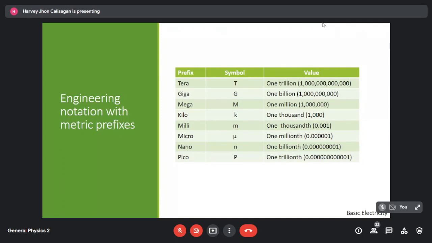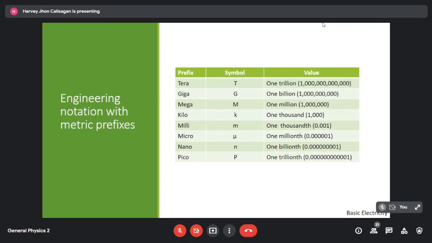If giga, we have 9 zeros. If mega, 6 zeros. If kilo, 3 zeros. Milli has 3 decimal places after the point, so we have 1,000. It becomes easier.